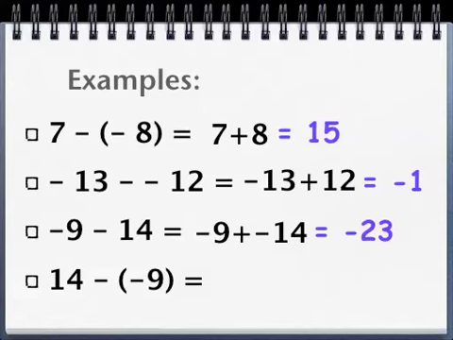This is the special case double negative because I am subtracting a negative 9 from 14. Remember, subtracting a negative is the same thing as adding a positive, so I can rewrite this problem as 14 plus 9. And 14 plus 9 is 23.